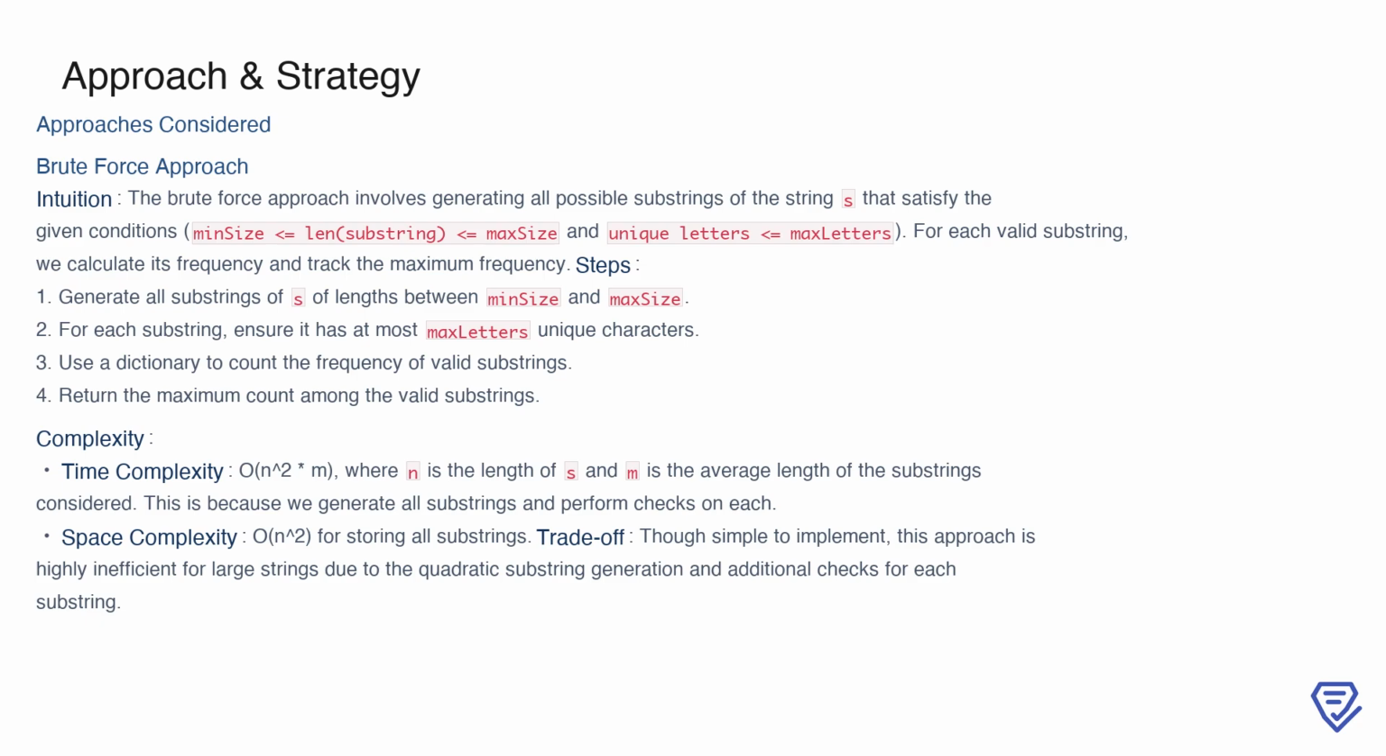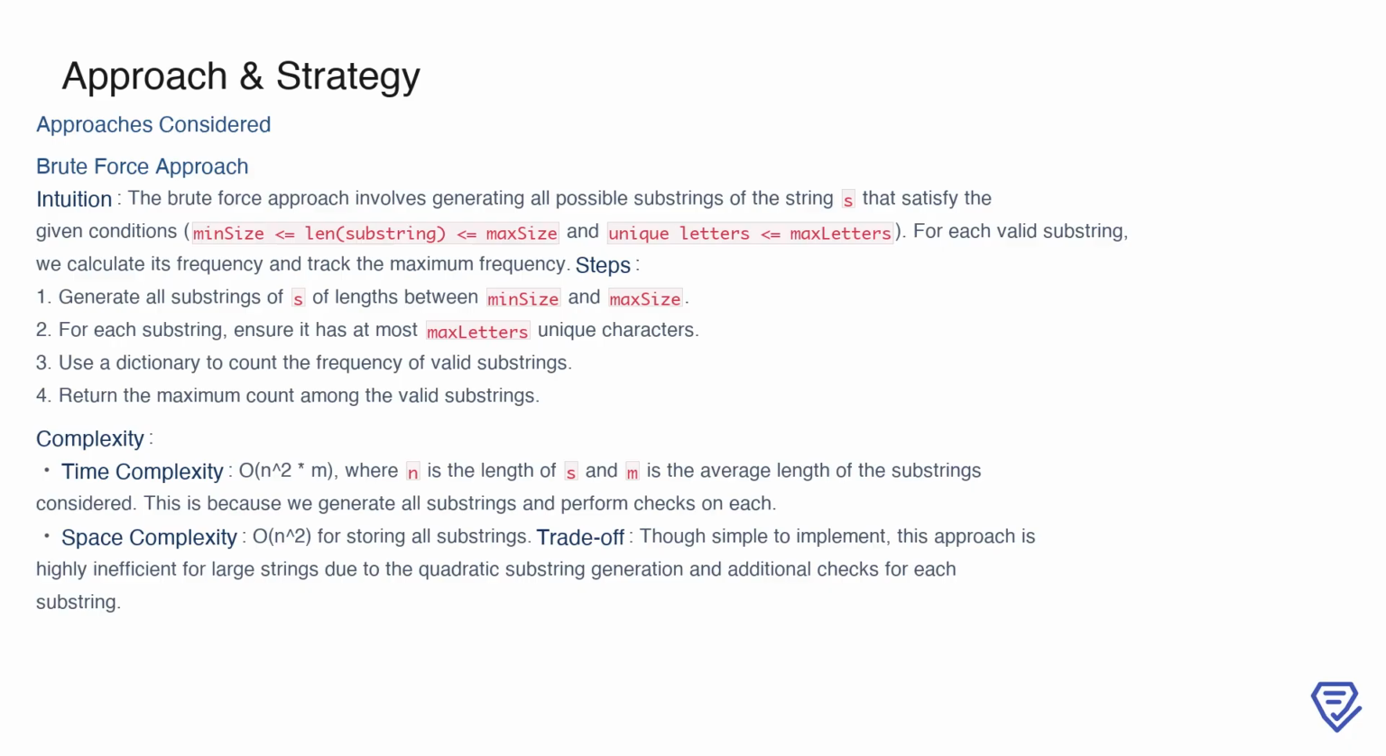The steps for this approach are as follows. First, generate all substrings of S within the allowed length range. Next, for each substring, check if its unique character count is within the allowed limit. If it is valid, we track its frequency using a dictionary. Finally, we return the highest frequency among all valid substrings. While this method gets the job done, its complexity is a significant drawback.